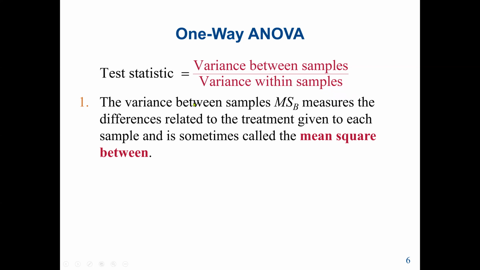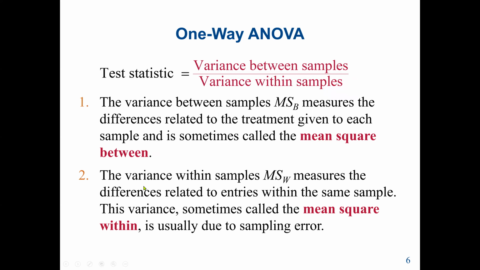The variance between samples, we represent it as MSB. It measures the differences related to the treatment given to each sample. It's sometimes called the mean square between, which is why it's MSB. So MSB is the variance between samples, but most of the time we call it mean square between.